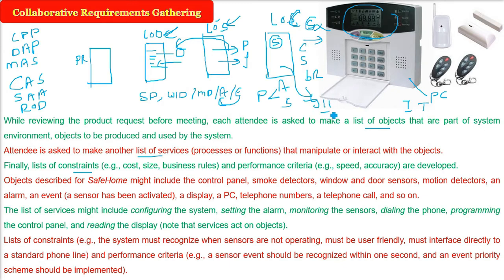So if you call 911 just like that, that is not good in these countries which I talked about. So you have to be very sure. Then the performance criteria, that is the response time: the sensor event should be recognized in 1 millisecond or 1 second. And what is the priority? Because multiple events are taking place, what is the priority? So these are the list of constraints and performance criteria. I hope you got the idea.